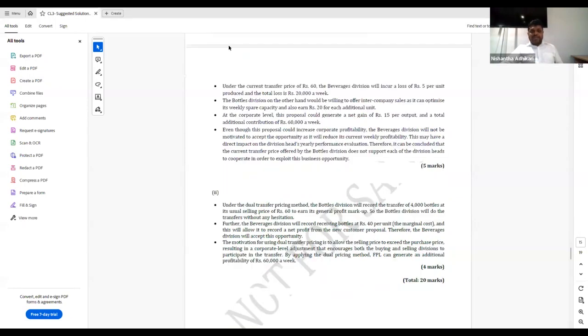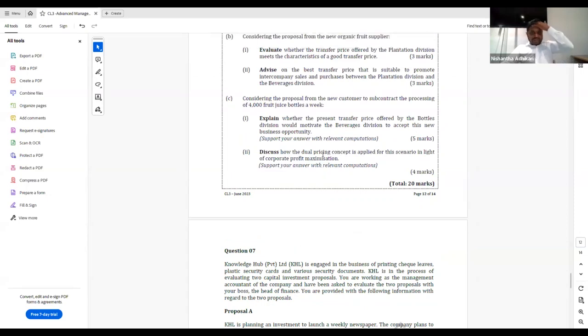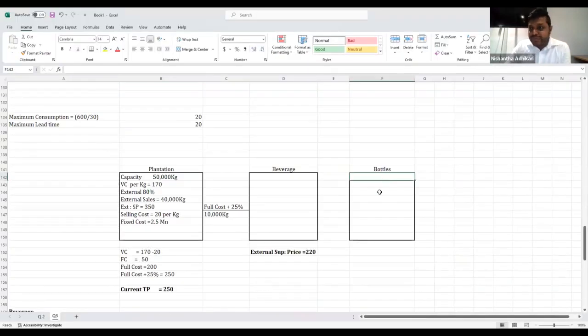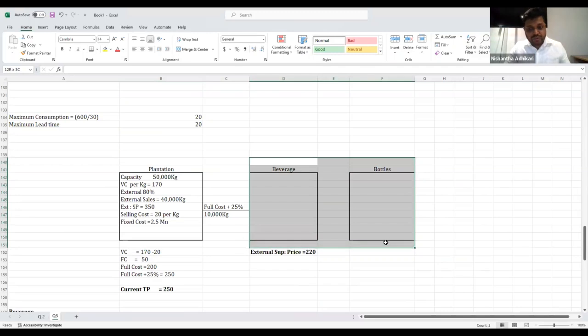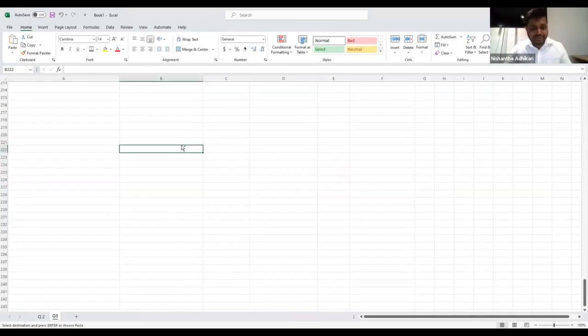Now, finally asked, if you apply dual rate transfer pricing, how will it affect? Discuss the dual rate transfer pricing concept applied for this scenario in light of corporate profit maximization. Now, in this scenario, the bottle division is willing to sell at 60, the beverage division willing to purchase at 40. I will explain how to apply dual rate transfer pricing.